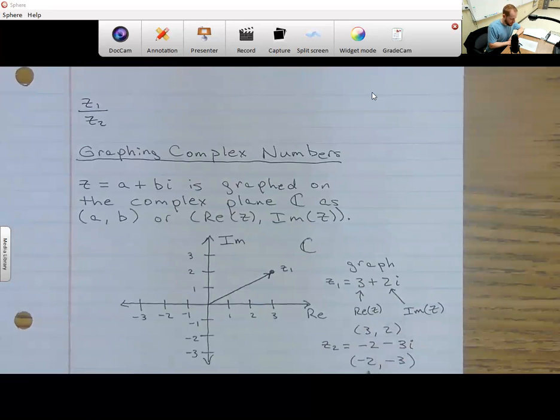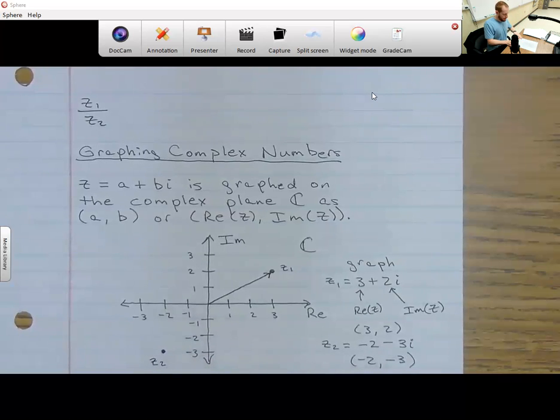So the -2 tells me, hey, go to the left 2 first. So I'm going to go left 2, and then the y coordinate is going to tell me how far down or up to go, right? This is saying go down 3. So I'm going to go to the left 2 and down 3. And then my point is going to be right here. And we're going to label it Z2.